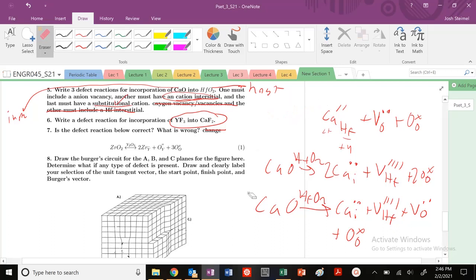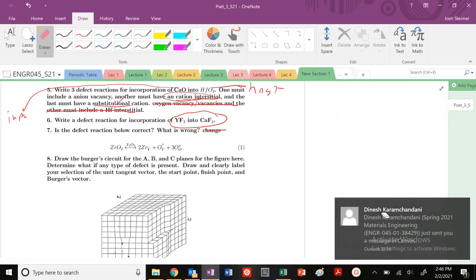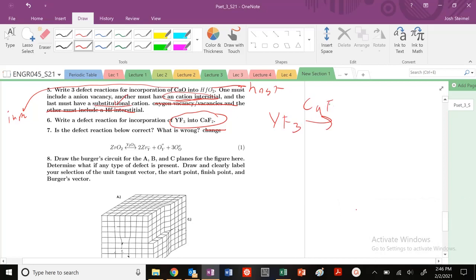So let me erase here. So let's write YF3 into CaF2. Let's go ahead and put a Y where a Ca should be. So that's going to be plus 1. Plus a vacancy in our Ca, which is going to be minus 2, so it's 2 here. So now I have 2Y_Ca plus V_Ca, plus 6 F_F^x. So let's go ahead and check this out. Mass balance there. I have 2 Ys, I have 3 Cas. 3 Ca, there, done, that works.